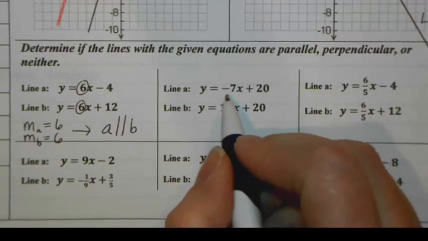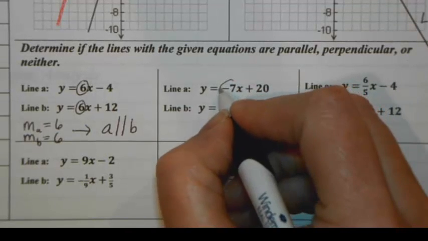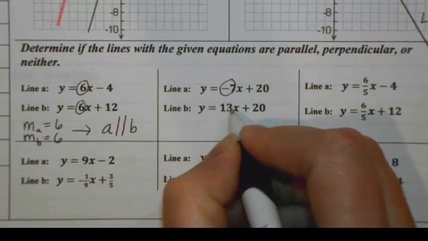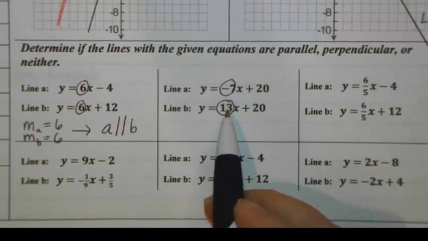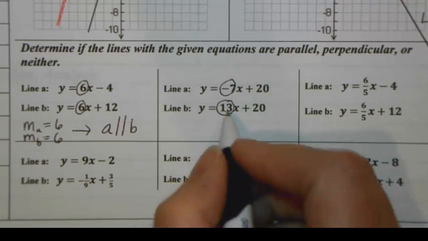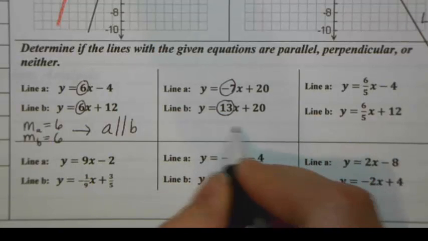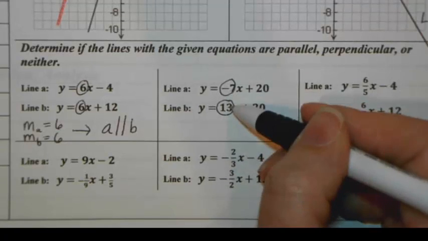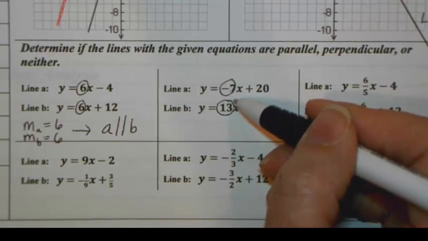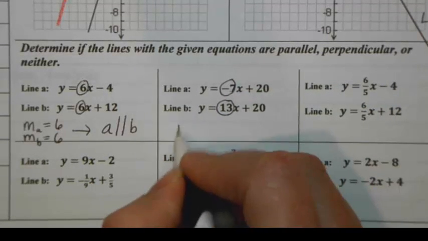Next example. What's the slope of line A? It's negative 7. And what's the slope of line B? Positive 13. Do they have the same slope? Well, clearly no. So their slopes are not equal. Therefore, what kind of lines are these? Well, they might be perpendicular. I do notice that they did change the sign. Did they reciprocal the numbers? That's a no also. So this one's a neither example.